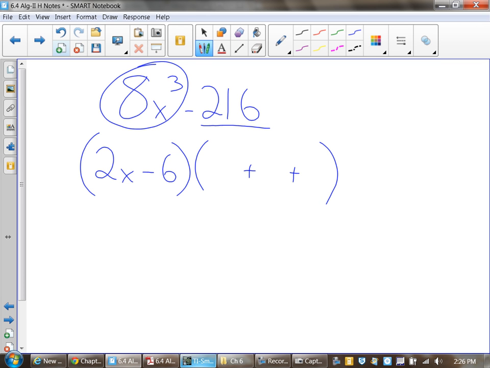When I take 2x and I square it, am I squaring just the x, or am I squaring both the 2 and the x? 2 and the x, because the a value is 2x in this case. So it would be 4x squared. What's 6 times 2? And 6 squared?